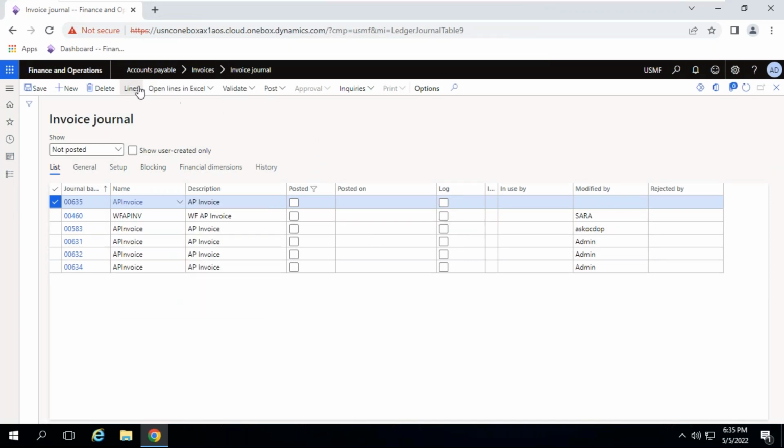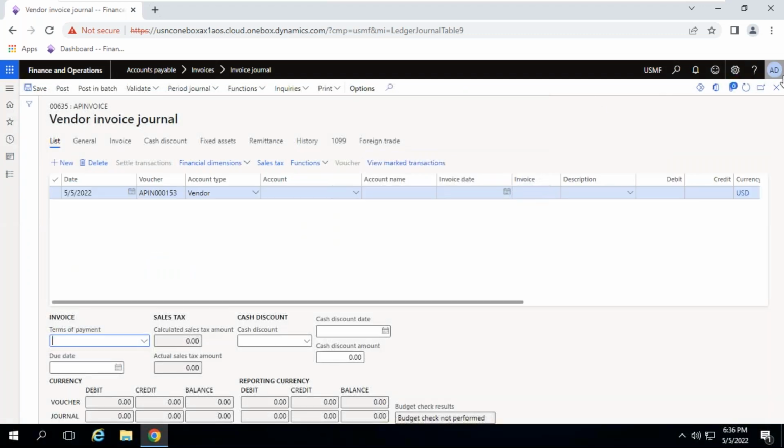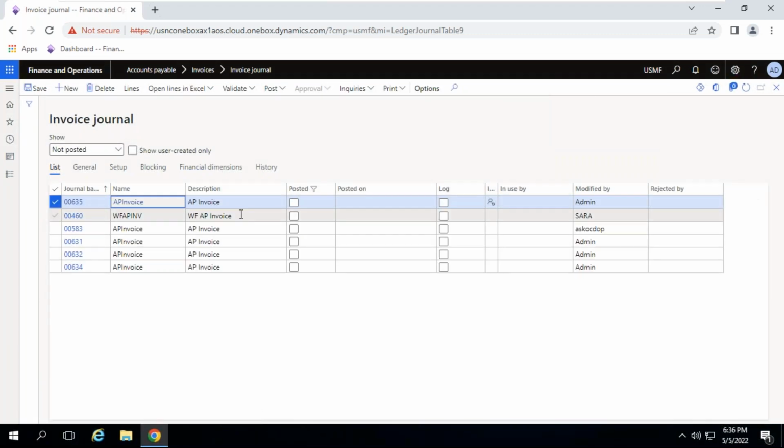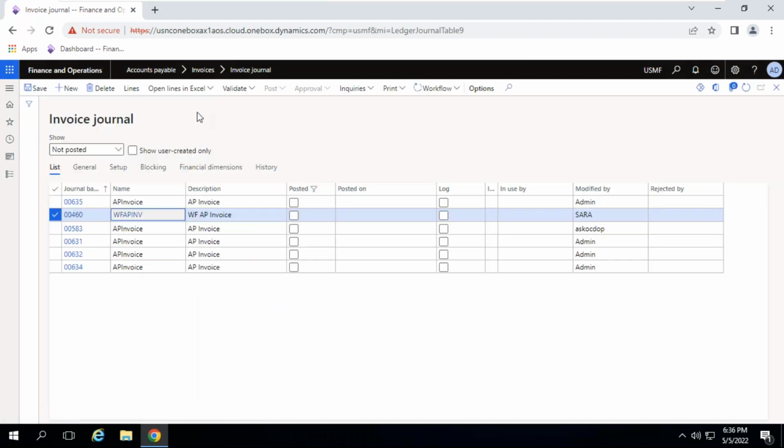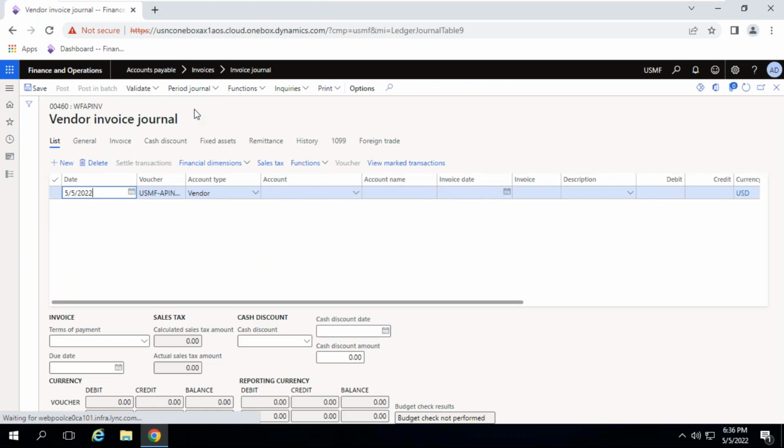Okay, 460. There is a 460 journal. I will tell you. This one is a workflow AP invoice. Workflow means, if you go to workflow, here the workflow is linked. So for that, it will not be there. And if you go inside, these buttons are disabled. Yeah, disabled. Your manager will.